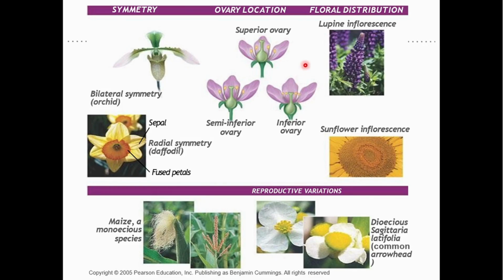And then in terms of floral distribution, there are lupine inflorescence and sunflower inflorescence. And then it also differs in reproductive variation. For example, it can be a monoecious species such as maize, or dioecious species such as Sagittaria latifolia, or commonly known as arrowhead.